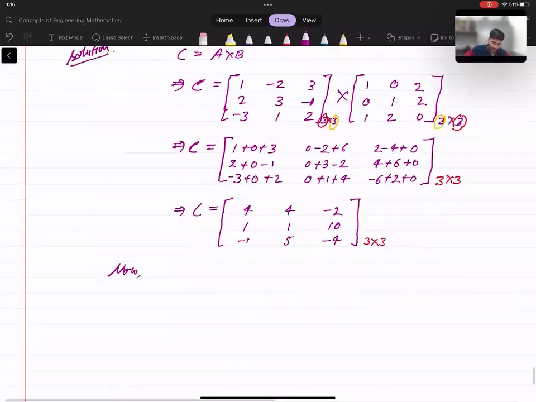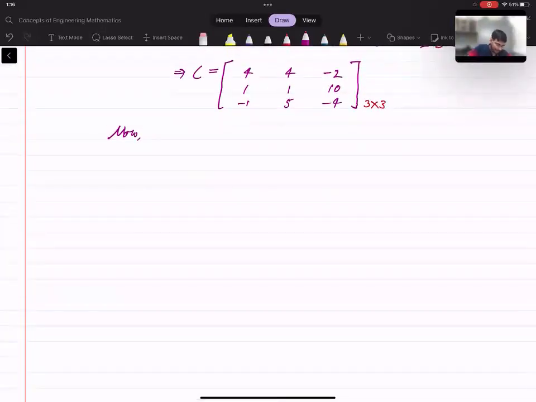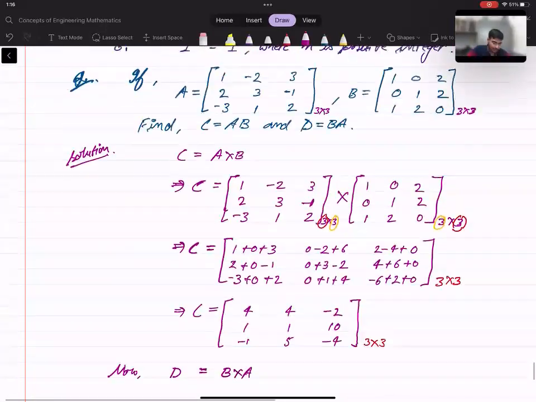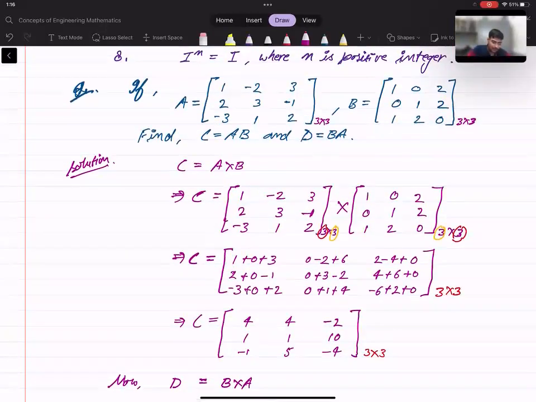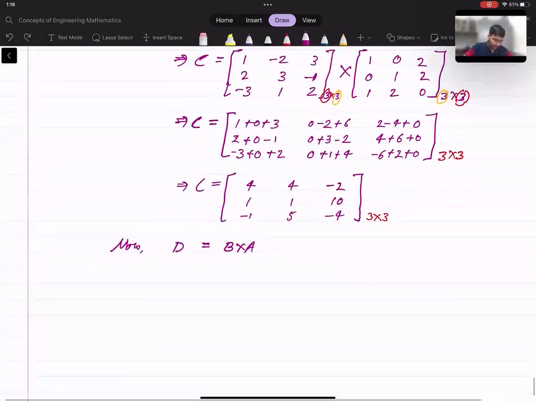So now let us find the product D, which is B into A. And let us see if this is possible or not. Then if we are trying to find B into A, then in that case, we'll have to see that the second dimension of B is matching with the first dimension of A or not. Okay, so clearly it is matching. So we can now proceed to solve. So let us now solve this for D.